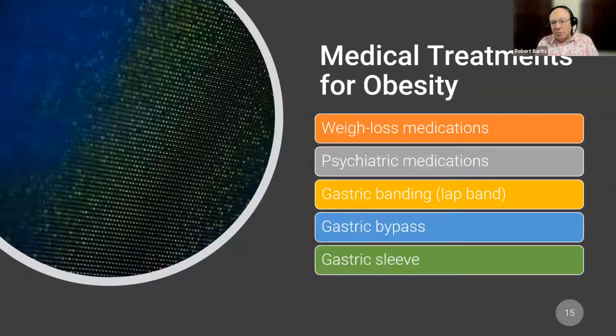What are the medical treatments for obesity? Weight loss medications, psychiatric medications, gastric banding, gastric bypass, and the gastric sleeve. If you have any familiarity with these, you know that these are torturous treatments. The gastric bypass, the gastric sleeve, the gastric banding.